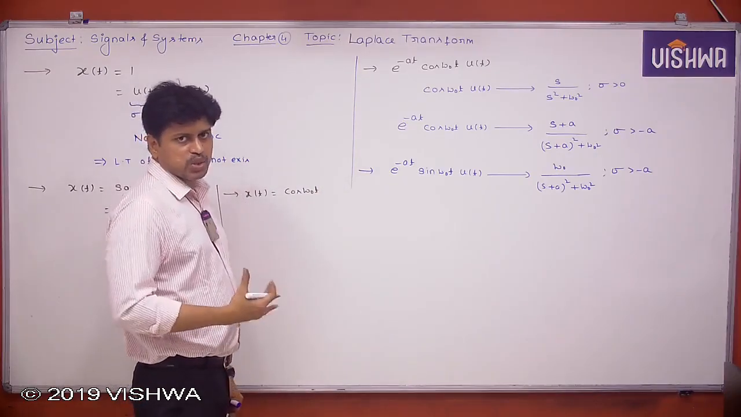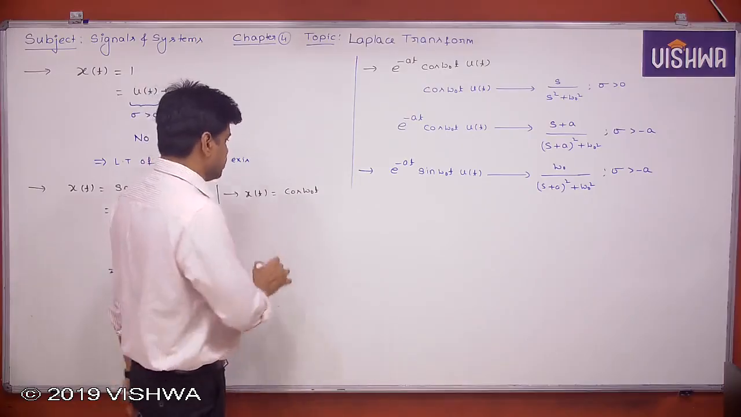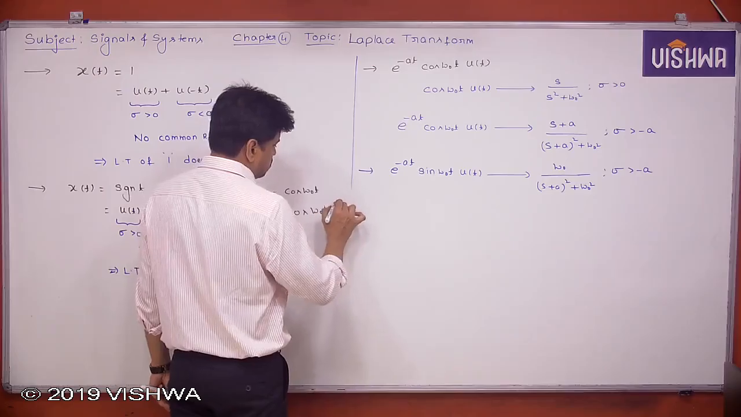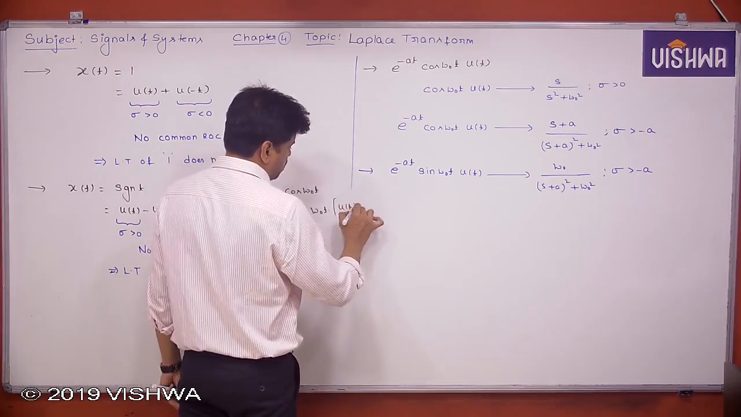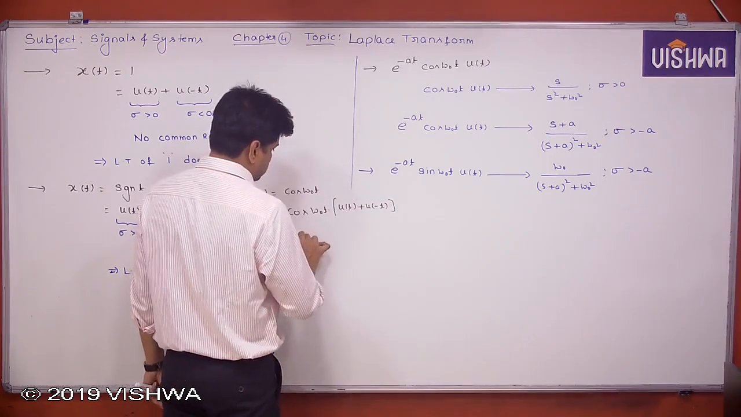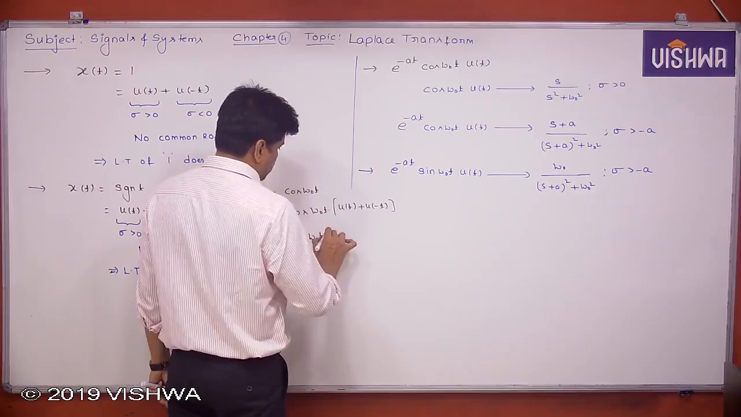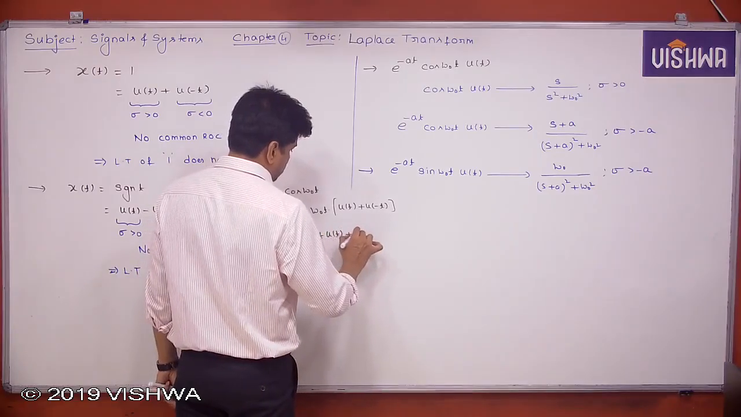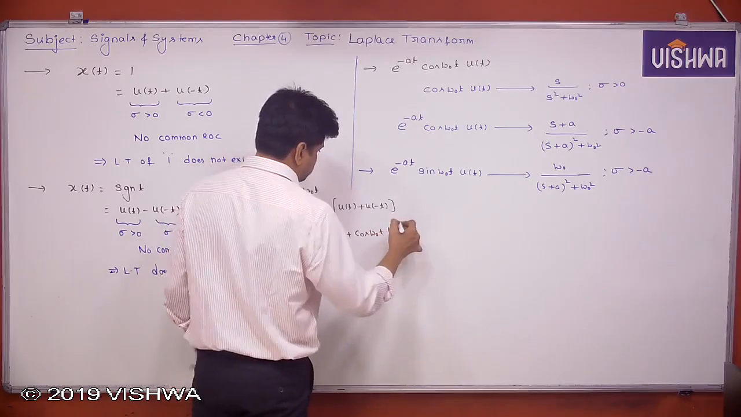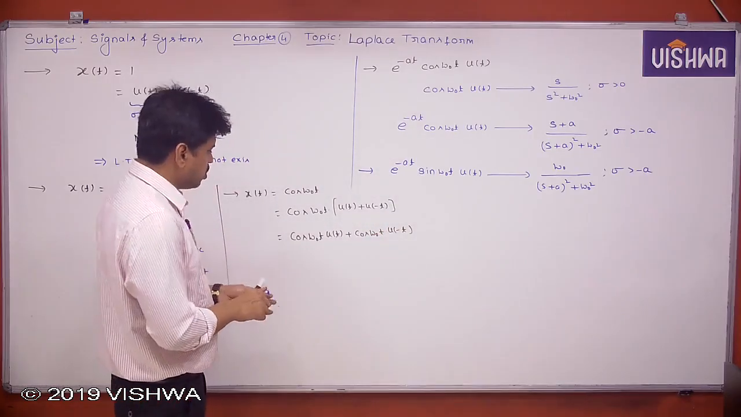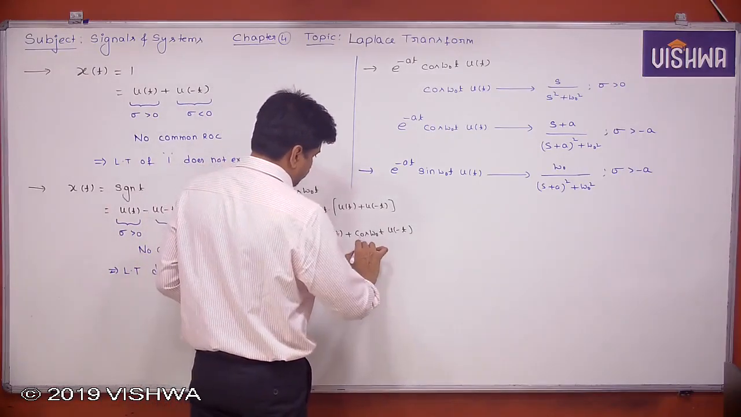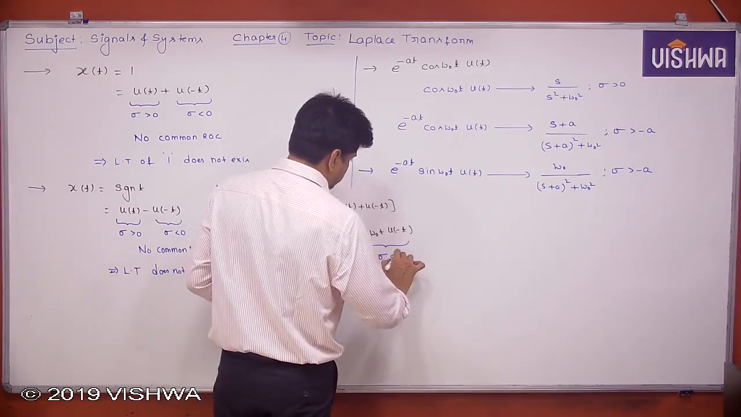That 1 can be written as u of t plus u of minus t. Then this is nothing but cos omega naught t multiplied with u of t plus u of minus t. So this is nothing but cos omega naught t u of t plus cos omega naught t u of minus t. For the first signal we know the ROC is sigma greater than 0. For the second signal the ROC is sigma less than 0.